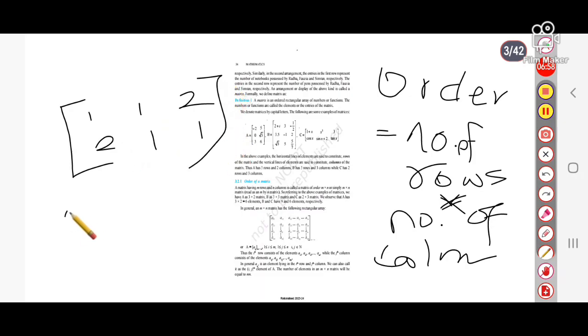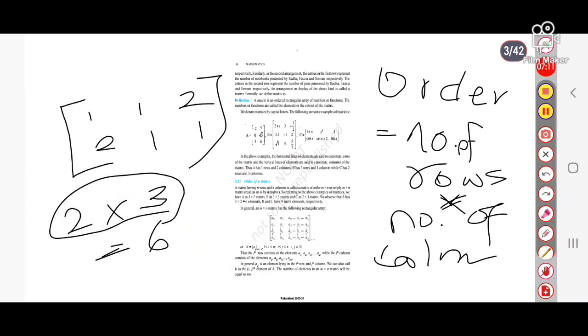Number of rows is 2, number of columns is 3, right? So it's a 6. Order of matrix is generally 2 cross 3, or they will be simply represented as a 2 cross 3 matrix, right? So this is the general expression of the general rectangular array of m cross n matrices, right? So the basic number of elements is 6 and the order is 2 cross 3. If they ask you the order, generally 2 cross 3.